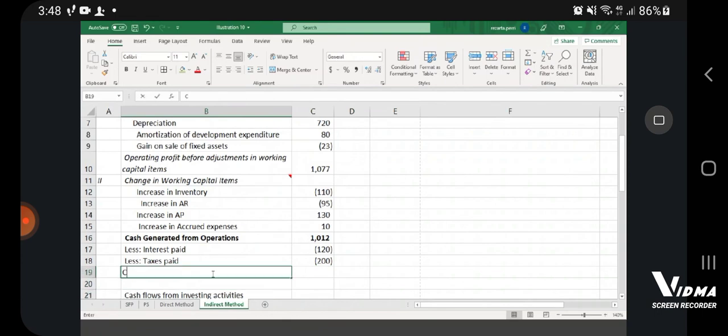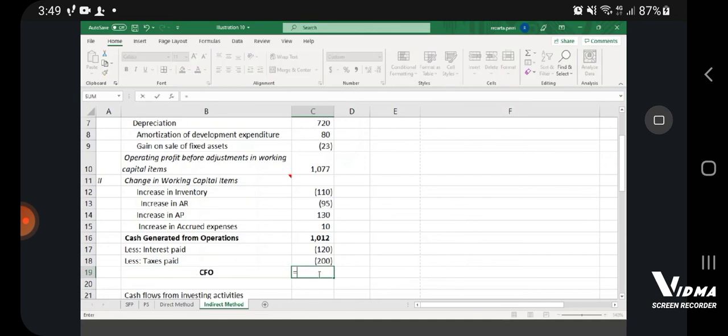So, we have finally calculated the cash flows from operating activities. Remember, the CFO should be equal to that calculated under the direct method. So both methods, direct method and indirect method, should give us the same amount of cash flows from operating activities. Well, let's see about that.